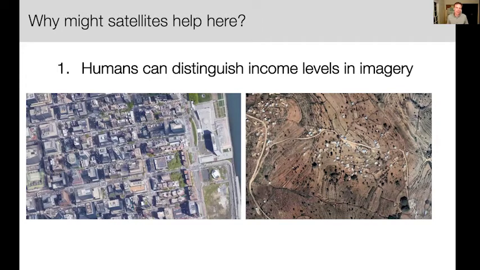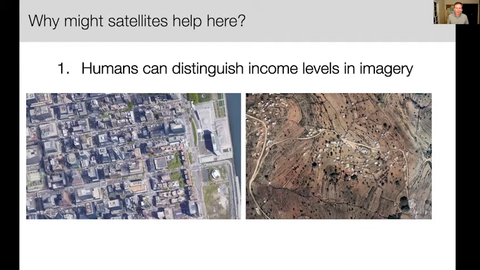And of course, this is not a new idea. People have been looking at satellite images of various types for a long time and thinking about how they might be used for these sorts of applications. So why might satellites be useful, if this wasn't obvious already? Well, number one, you can look at two different images. Here is an image of the UN in New York, in Manhattan.